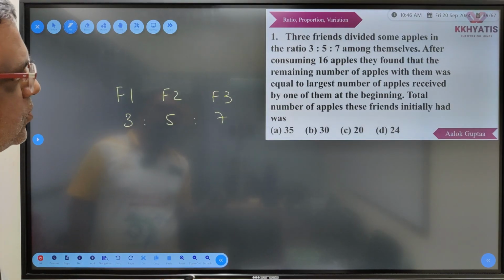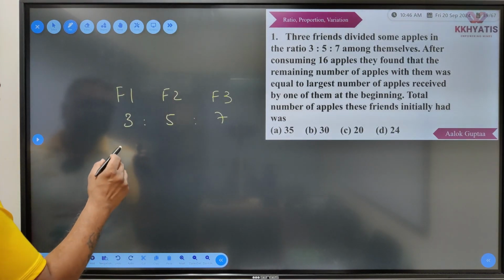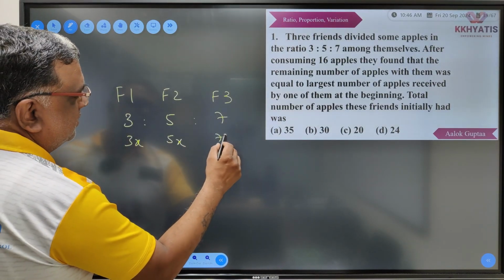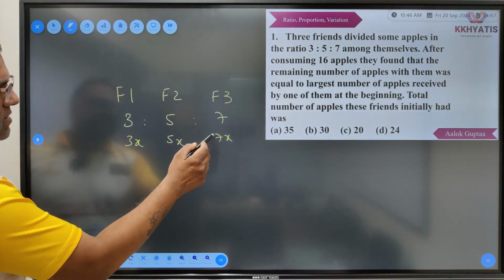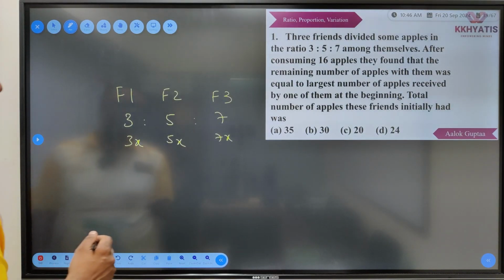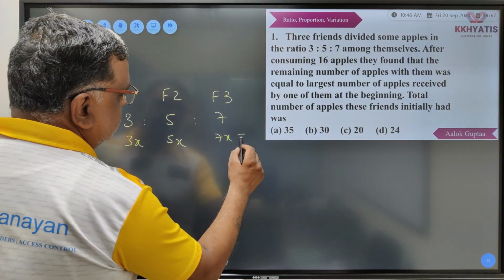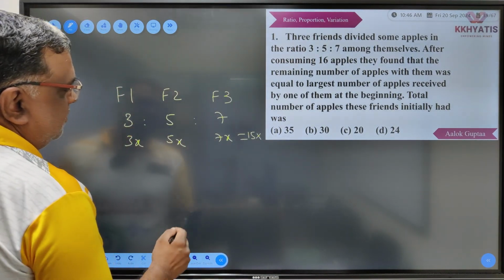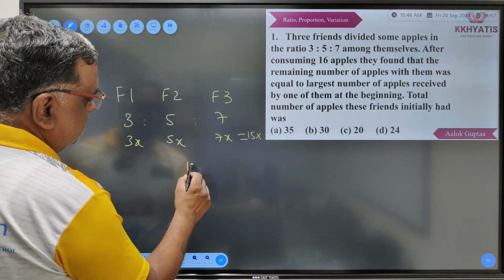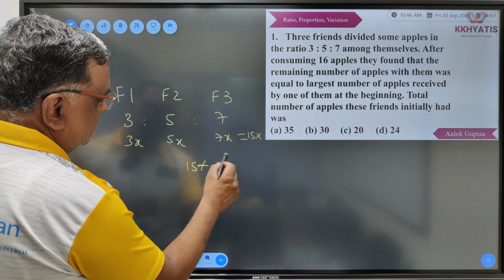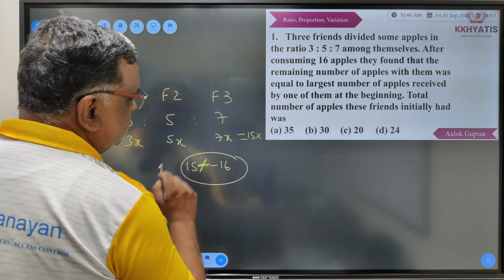Now, after consuming 16 apples, let us solve with this method. Let us say they have 3x, 5x and 7x apples. After consuming 16 apples, the total apples they had was 3x plus 5x plus 7x, which is 15x. Now after they consumed 16 apples, it would be 15x minus 16. So this is what is left after consuming 16.